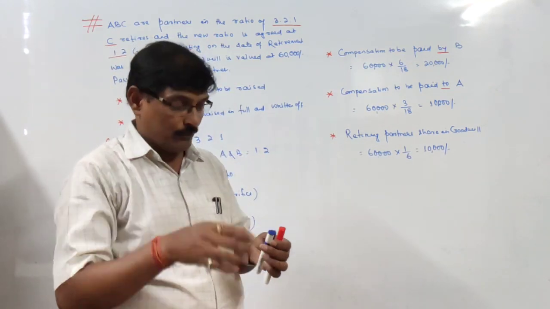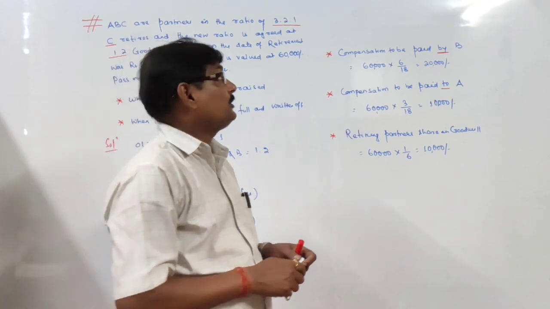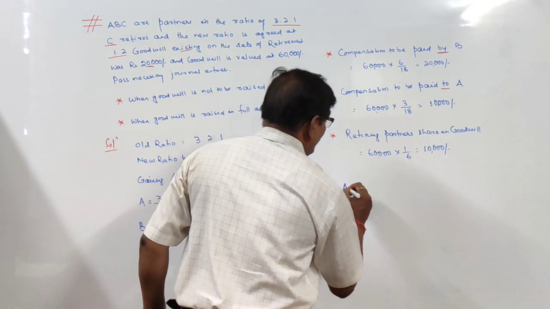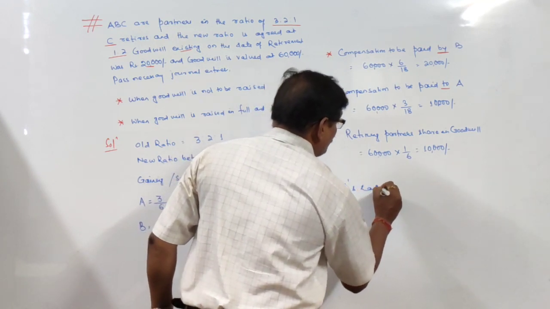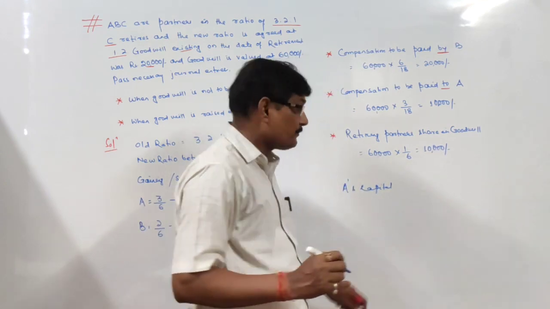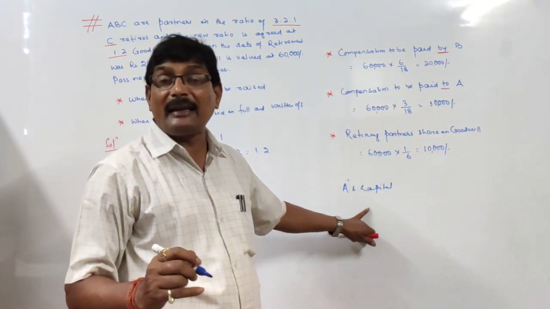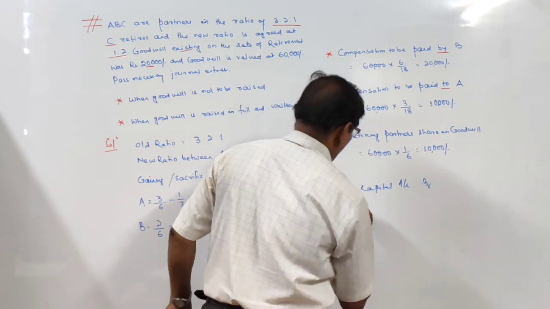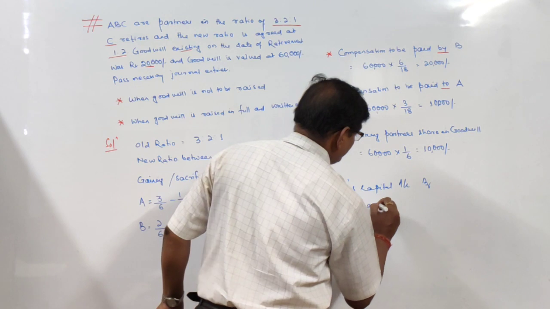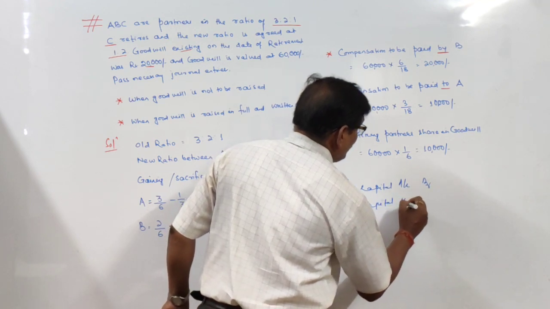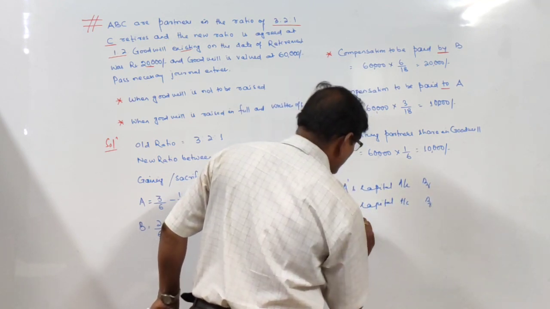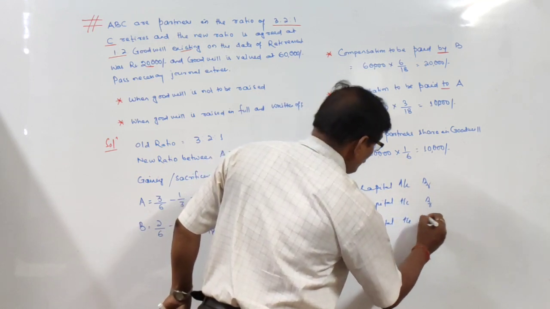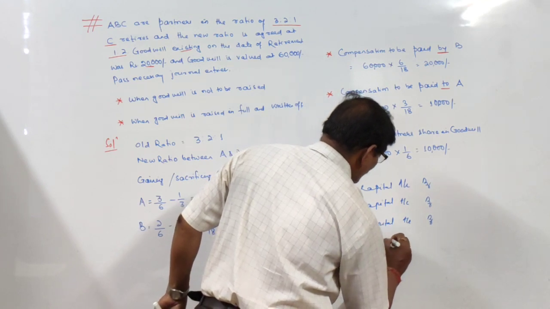First of all, we have to write it off. First, the existing goodwill is to be written off. The entry will be: old partners' capital accounts debited, that is A's capital account debited, B's capital account debited, C's capital account debited, for writing off the existing goodwill, to goodwill account, the existing one.